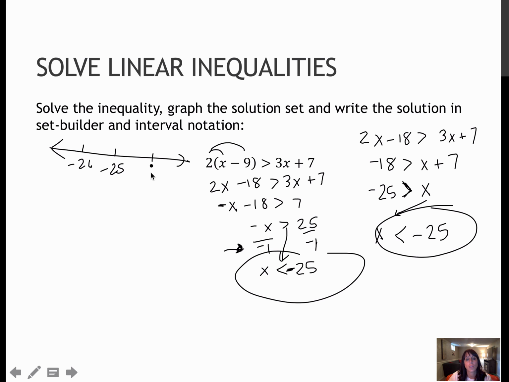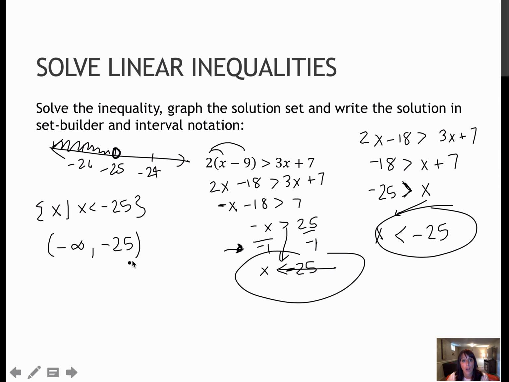Now, if I'm graphing this, again, I'm going to find negative 25. In this case, I'm going to say that negative 25 is not included. It's all of the values very near to negative 25, but not quite. So in a graph, we do an open circle instead of closed because there's no or equal to. I'm still looking for values to the left, so that would be my graph. My solution in set builder notation would be all of the x's such that x is less than negative 25. And in interval notation, it goes from negative infinity to negative 25. Remember that negative 25 is not included, so I used a parenthesis rather than a closed bracket on that example.